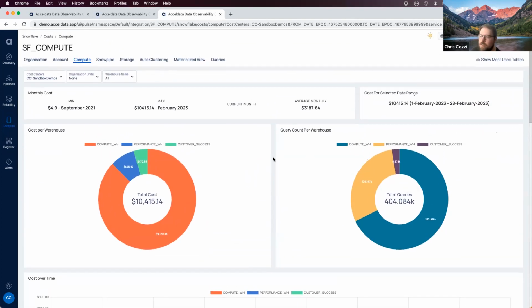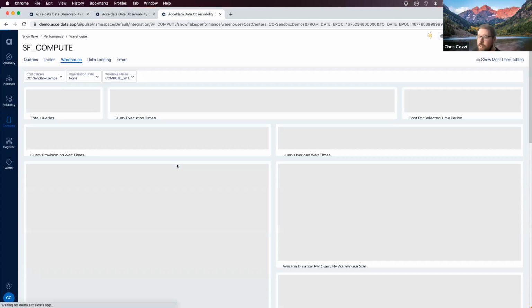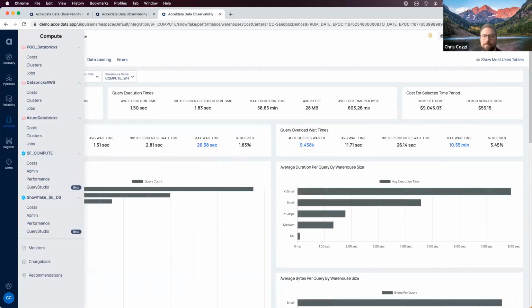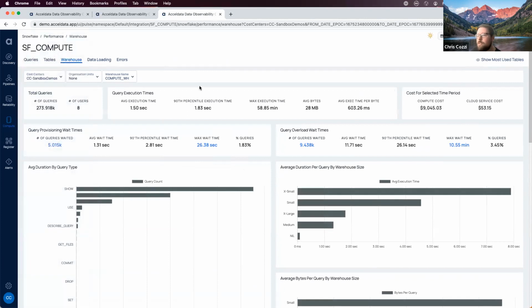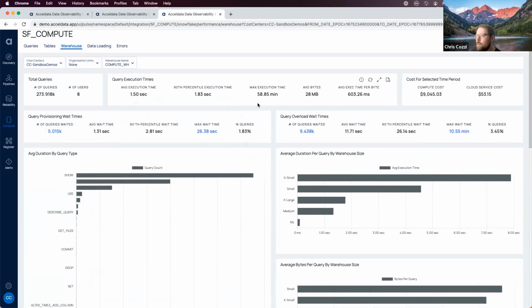So my next step here is, well, I want to dig into the actual warehouse that's showing the problem. Landing into the warehouse drill down page, I start to see a lot of information here on what performance is happening in this warehouse. So different query types, if this warehouse had long provisioning times or long queuing times.